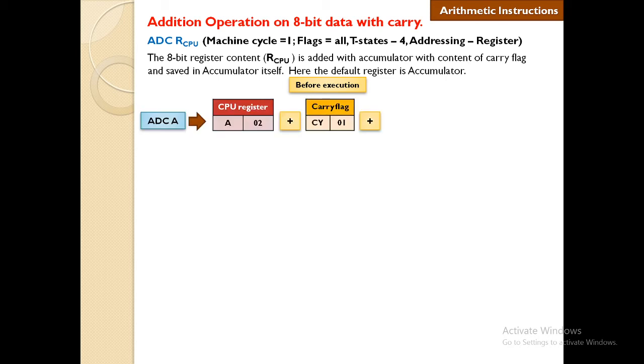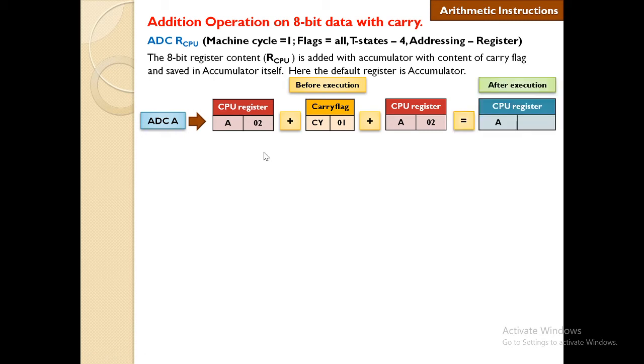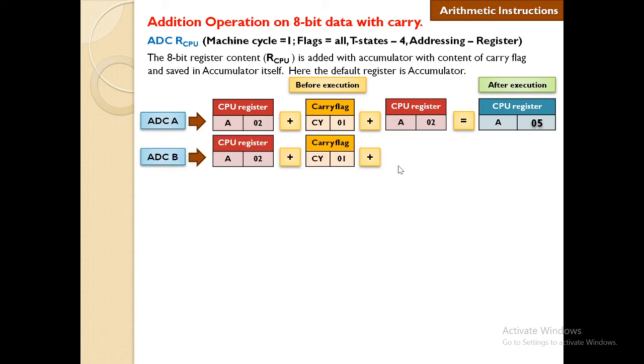Here again we have ADC A, which means the content of accumulator gets added with the content of accumulator with any previous carry. Suppose the carry flag is 1 and the content of accumulator is 02, the same thing will get added, and what we get is 05. So after execution, all these things get added and the content is reflected in accumulator. Similarly, ADC B: the content of B register gets added with the content of accumulator with any previous carry.